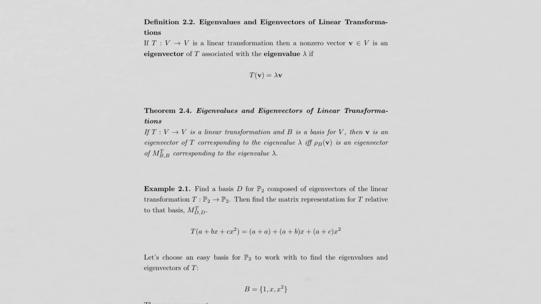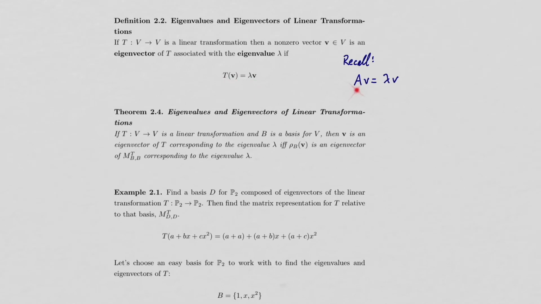T of v is equal to lambda times v. Remember, for a matrix A, v is an eigenvector associated with the eigenvalue lambda if this equation is satisfied. A times v is equal to lambda times v. So we can see how similar this equation is to this one. This next theorem tells us the relationship between eigenvalues and eigenvectors of a transformation and eigenvalues and eigenvectors of a matrix.